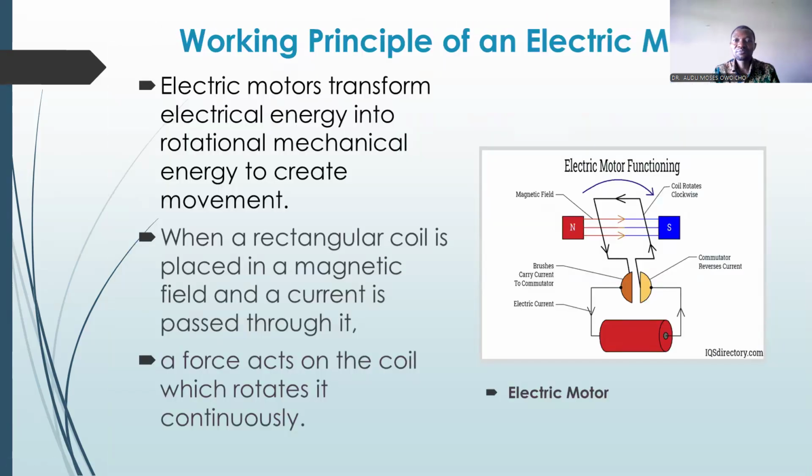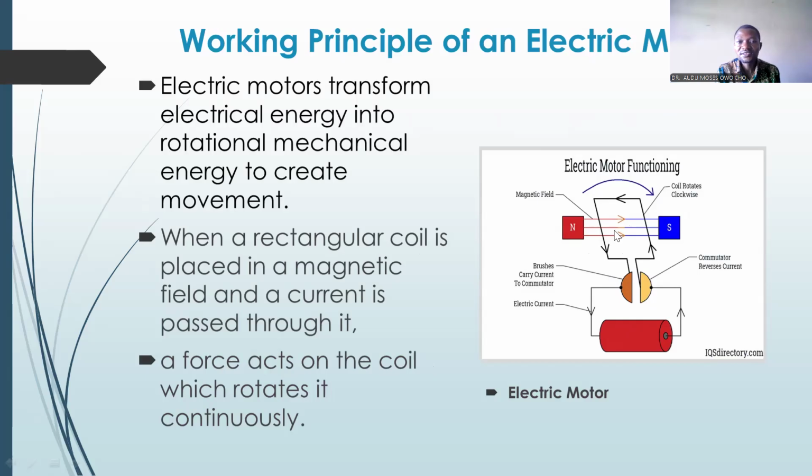So let's look at the working principle of an electric motor. Like we earlier stated, an electric motor converts electrical energy into mechanical energy. So as we can see here, you have a bar magnet and you have a coil connected to a load, connected to an electric current. When a rectangular coil, as we observe here, is placed in the magnetic field and current is passed into it, a force acts on the coil, which rotates it continuously.